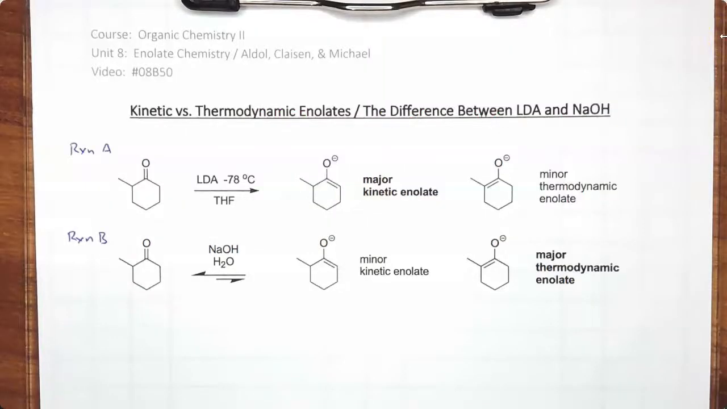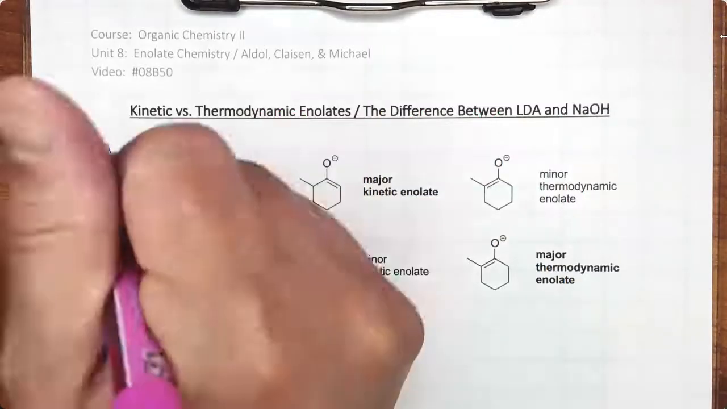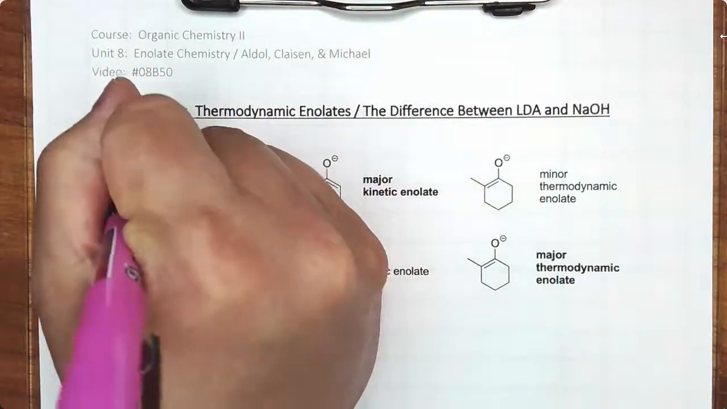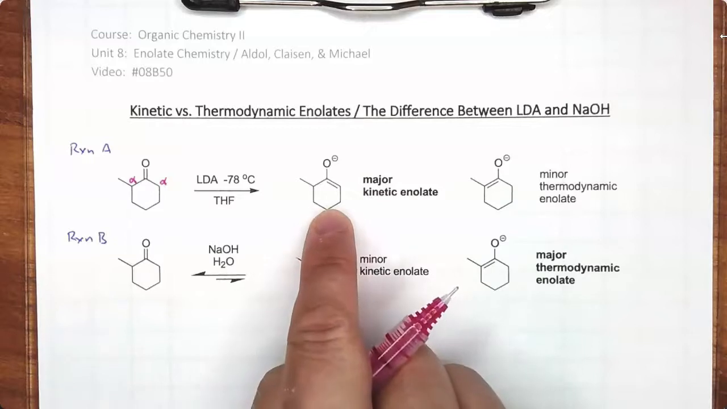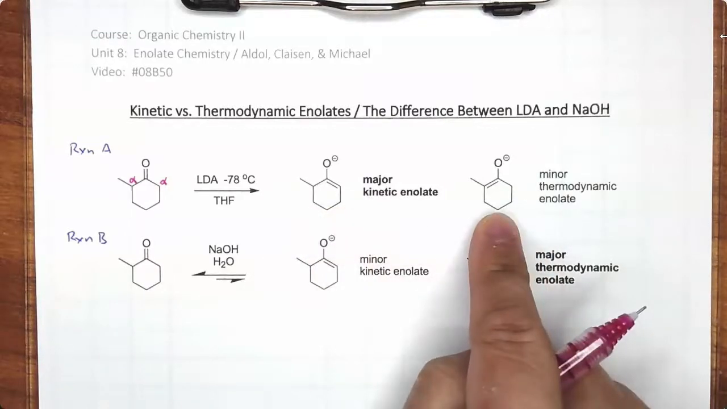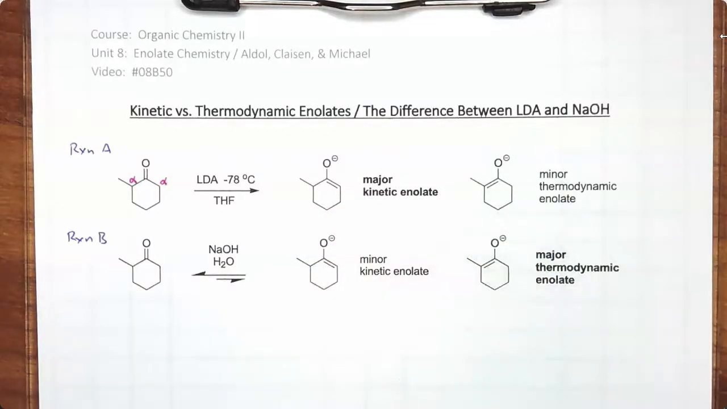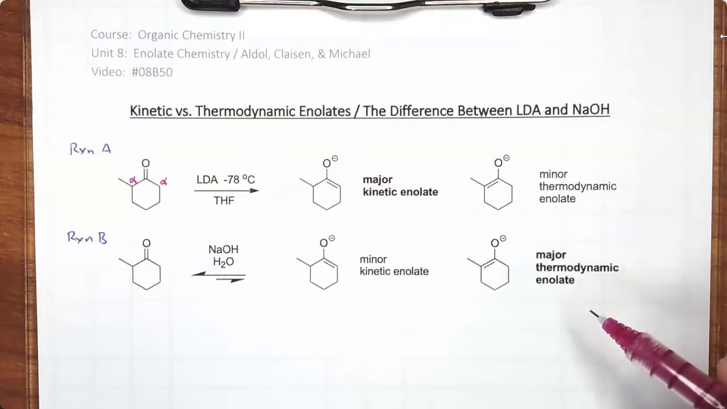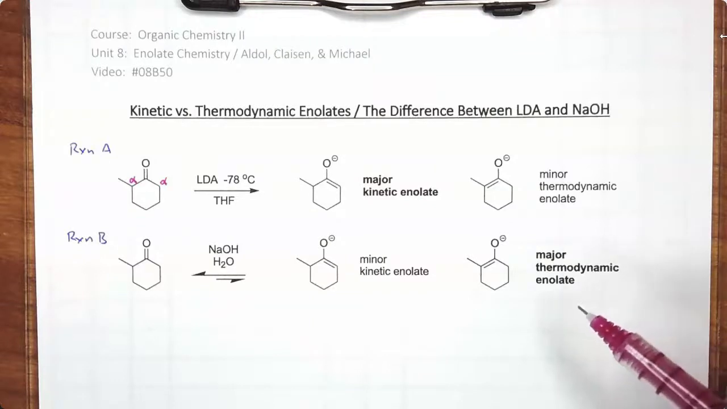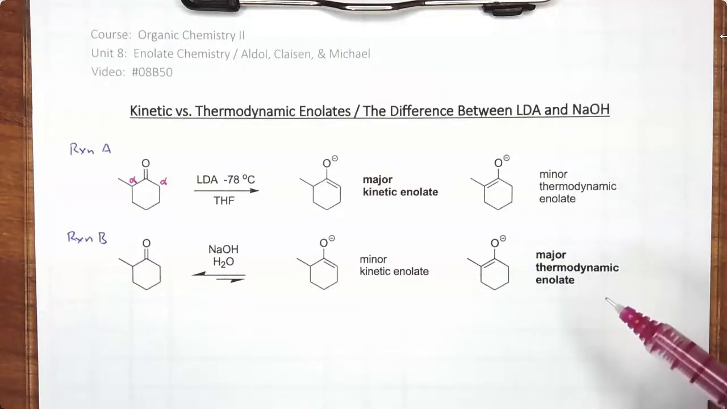If you take a look at our starting ketone, you'll notice that we have two alpha carbons. And depending on which carbon you deprotonate, we could get two different enolate anions. One with a double bond on the right, the other with a double bond on the left. I've labeled these two types of enolates, the kinetic enolate and the thermodynamic. And based on which base we use and the conditions, we can choose which one we want to be the major enolate.